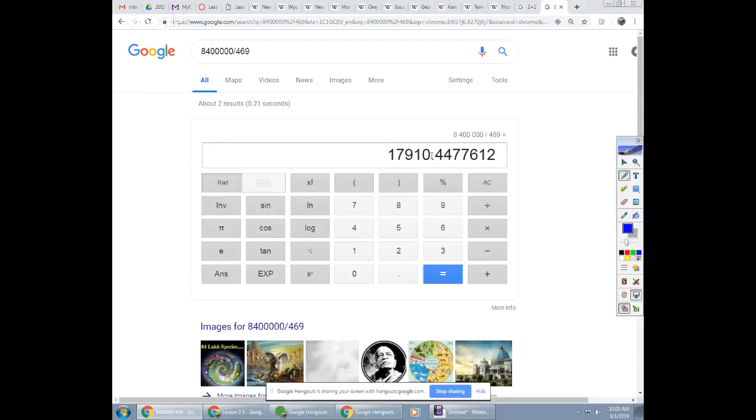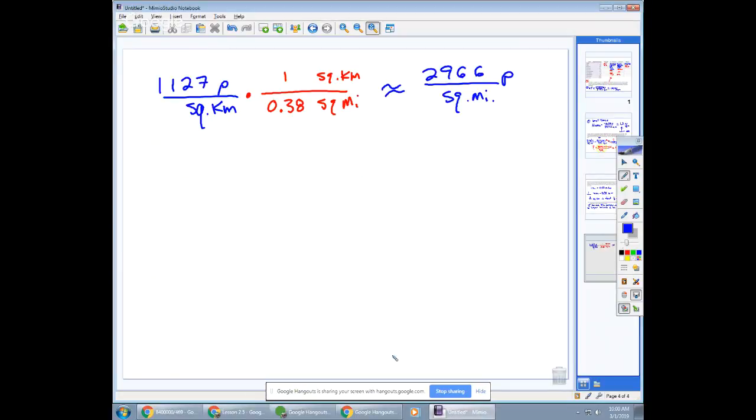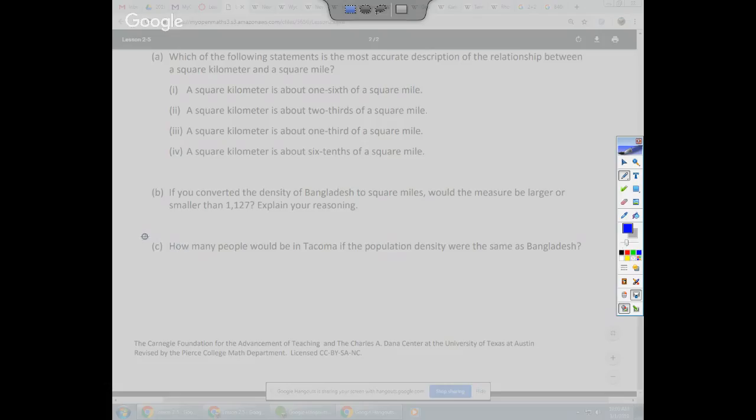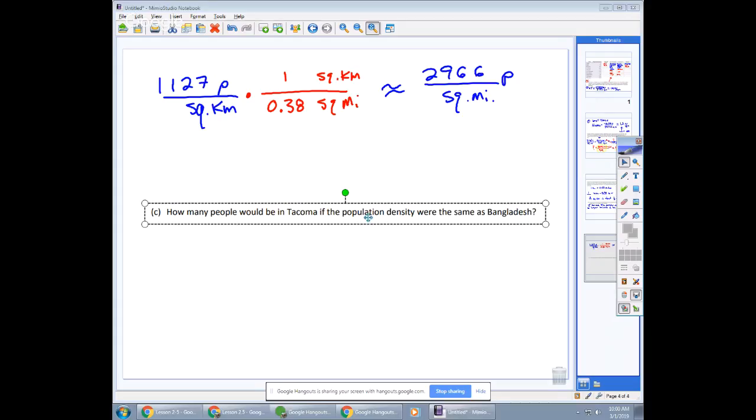New York City, which is more dense, New York City or Bangladesh? Bangladesh has how many? 3,000-ish? 2,966. And New York has 17,900. So it turns out New York City is more dense than Bangladesh. So we're basically going to do the same kind of thing that we set up for New York, Tacoma versus Bangladesh.